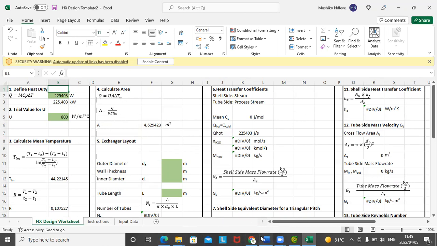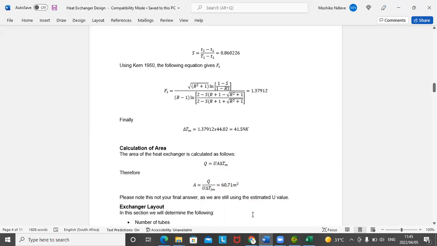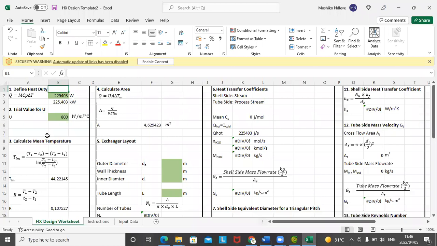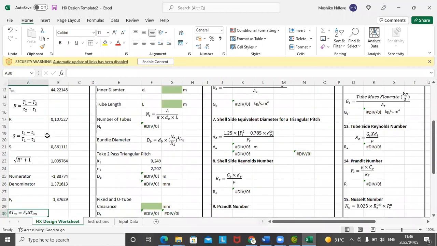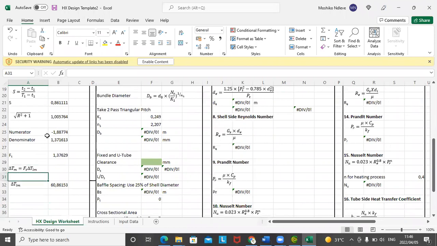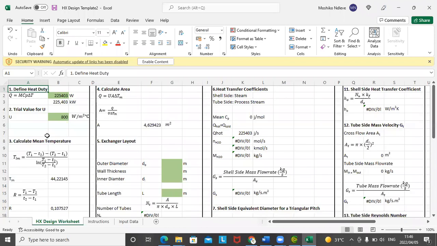Now, let's go back to our spreadsheet. If you see here, there must be an error somewhere because that's giving us 60.71. I'll just need to review that. But again, please note this is not your final answer, as this is an estimated U value. So let's go back to the template and see where the error may have come from.